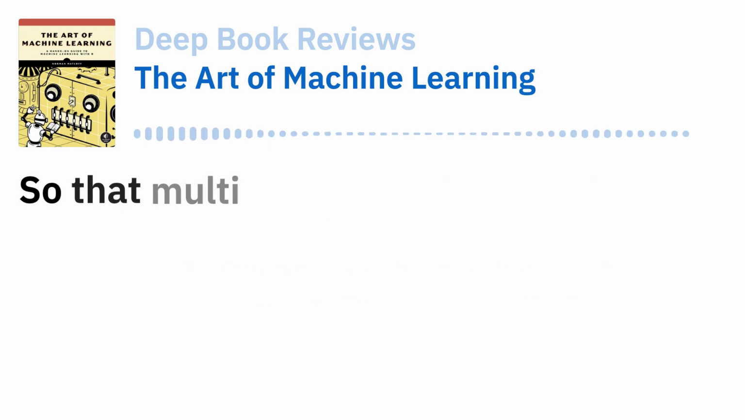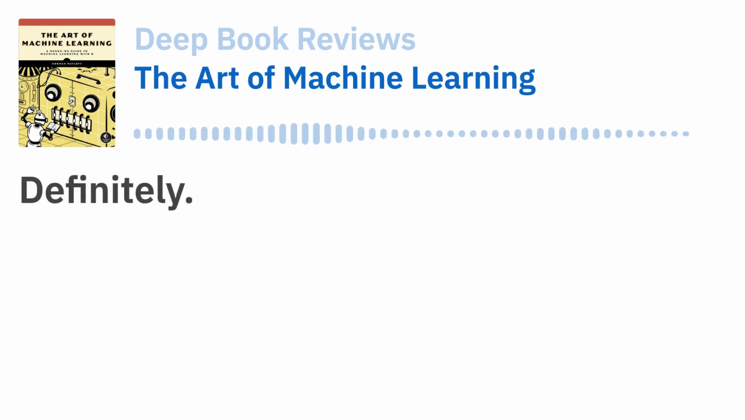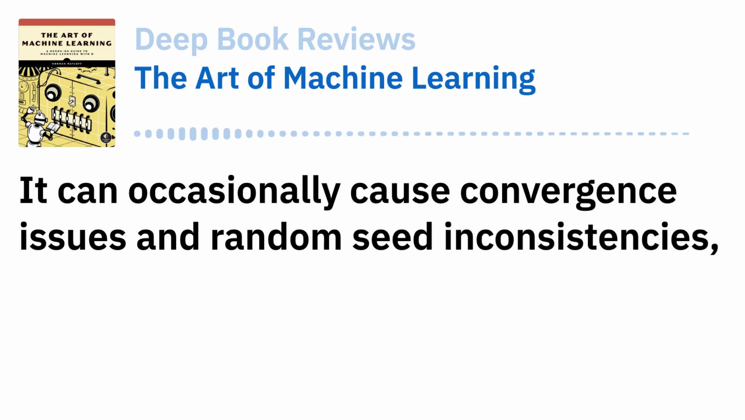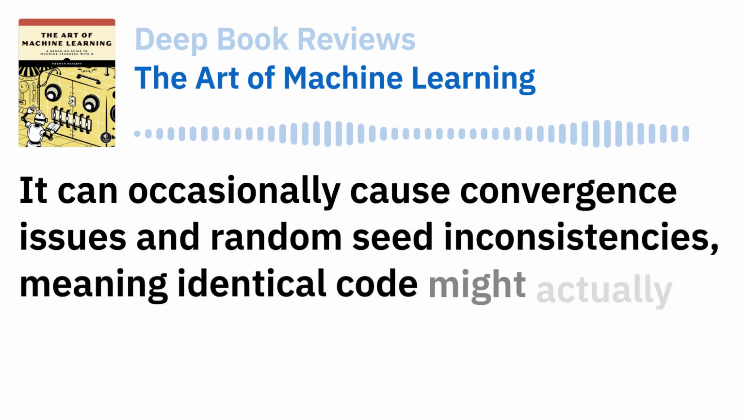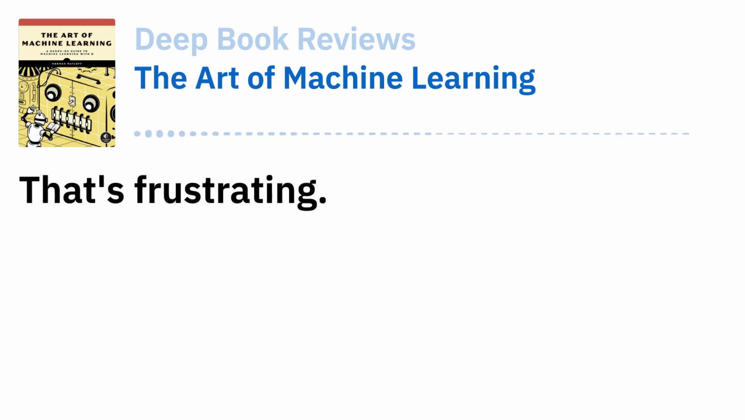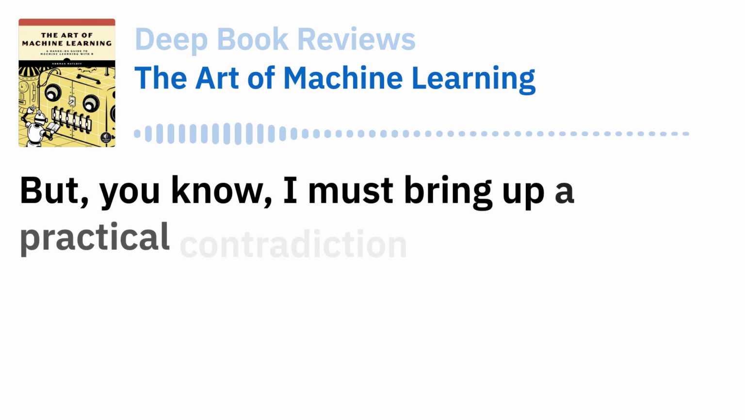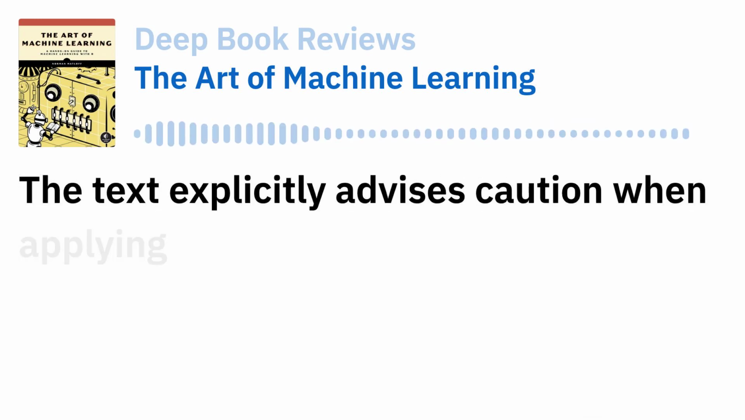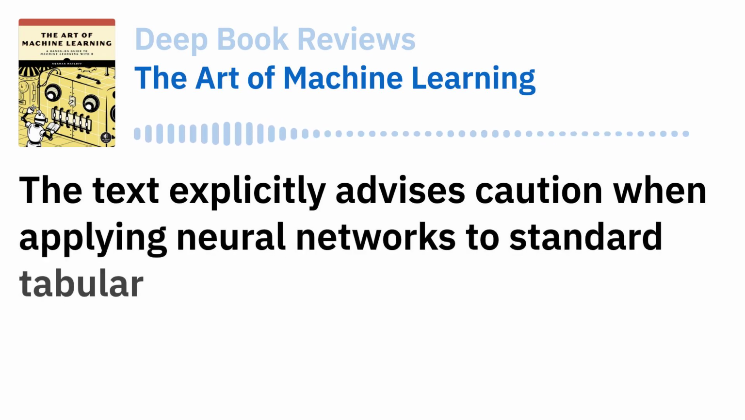Wow. So that multi-layer translation can cause issues. Definitely. It can occasionally cause convergence issues and random seed inconsistencies, meaning identical code might actually produce slightly different mathematical results on repeated runs. That's frustrating. But I must bring up a practical contradiction here. The text explicitly advises caution when applying neural networks to standard tabular data frames.